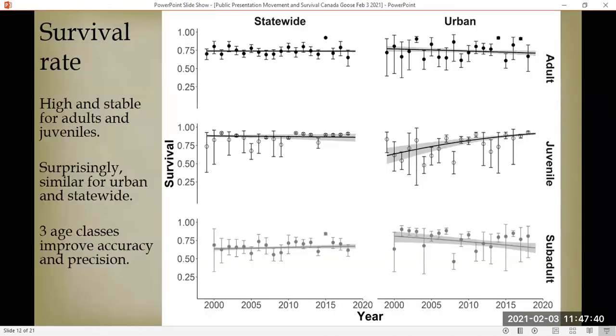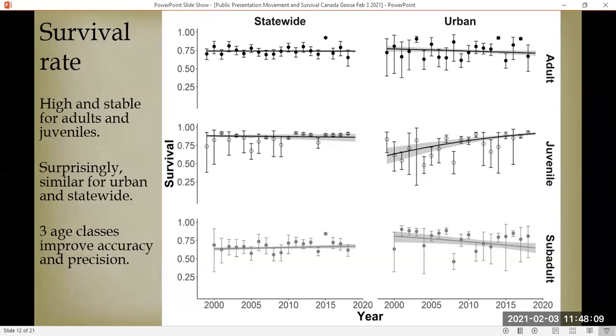This banding data allows us to estimate a survival rate, which is the probability of a bird surviving to the next year. And again, we can look at this by a statewide group of geese and an urban group of geese, with those three age classes: adults, juveniles, which would be goslings, and then subadults, so the teenagers, 1 to 3 year olds.